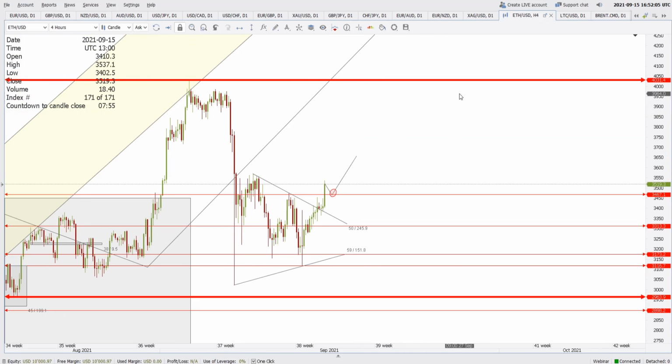On the higher side, 4031 is a resistance. On the lower side, 3467 is the fresh support, I expect, because this was a good resistance in the past. Expect this to become a fresh support for the price. If that does not hold, expect some support at 3313, and if that does not hold, expect support at 3173 and 3116 in this market.